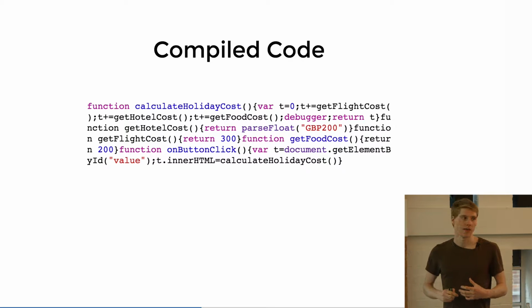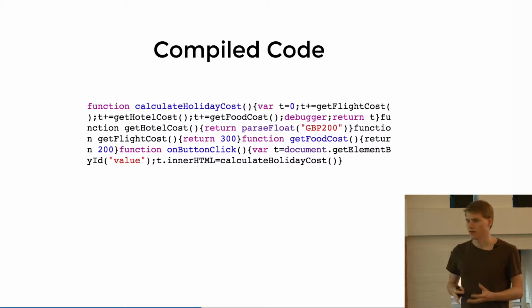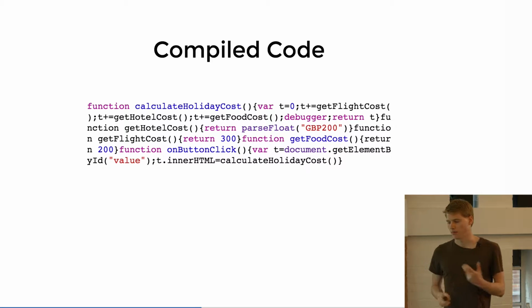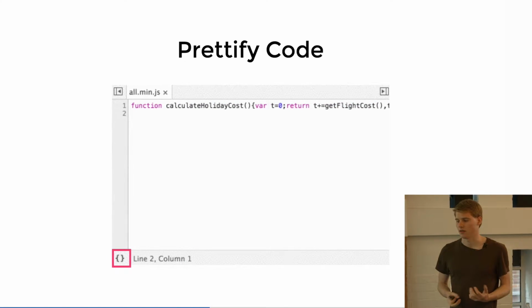At some point, while debugging, you're going to run into compiled code, which is difficult to debug. So in this case, it's just minified code, which is very hard to actually see what's going on. But more commonly, you're probably going to use something like Babel. And the solution to that is source maps.